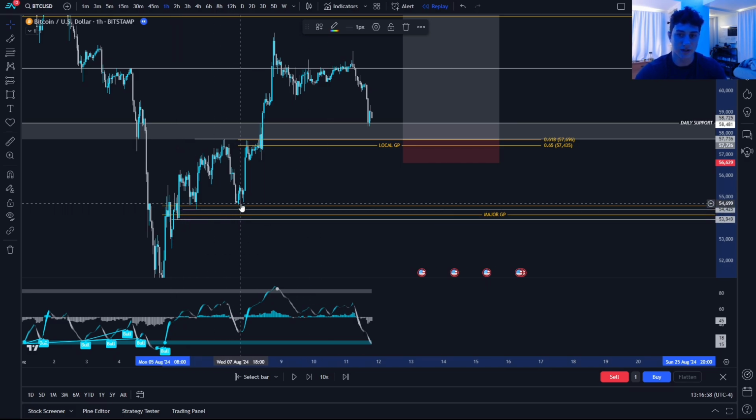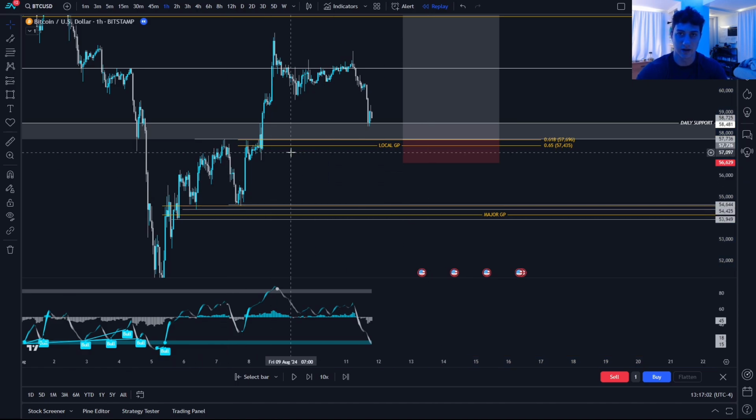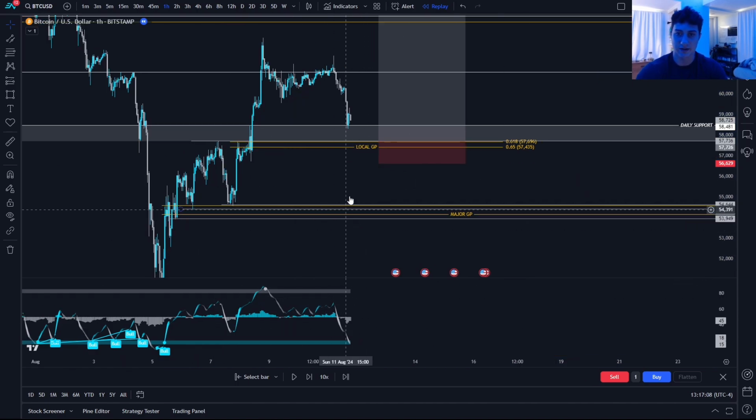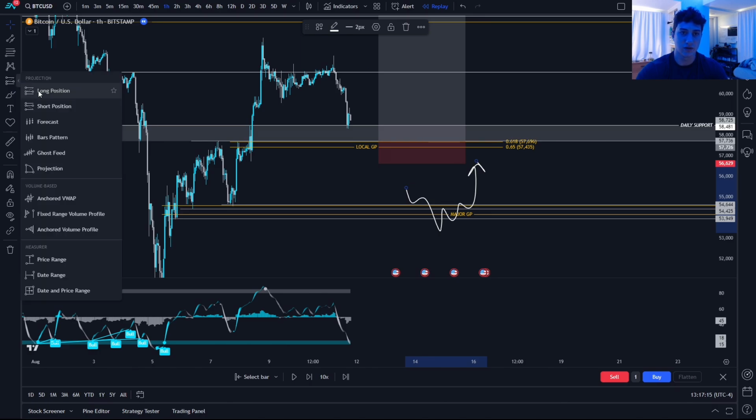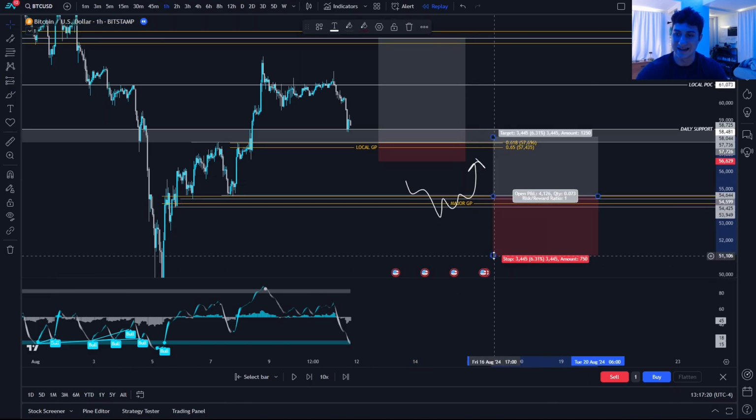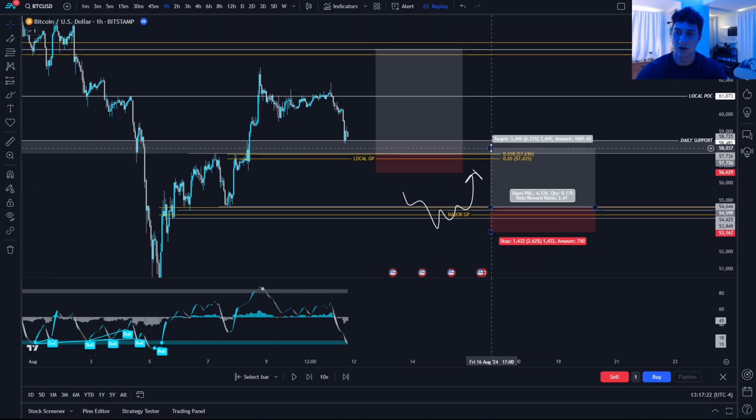So when you see lows like this that haven't been swept yet, this is referred to as liquidity, open orders. We want price to come down to this level, take out these lows, tag into our major golden pocket, and continue to the upside. So this is another long idea that I have in mind looking at the chart.